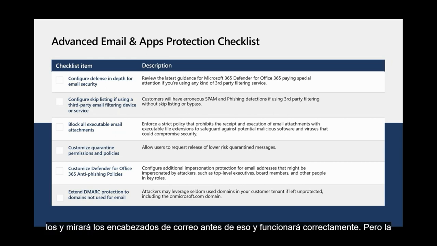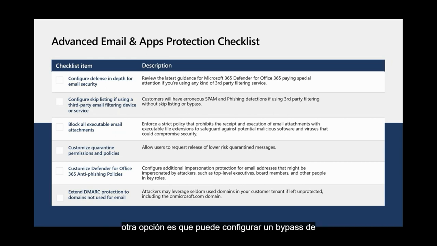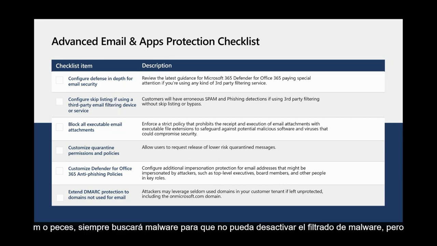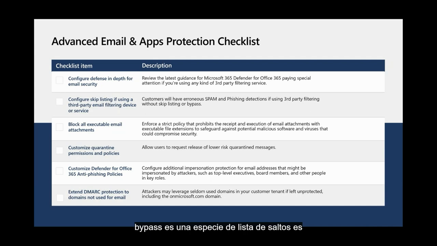The other option is you can configure spam bypass, and you can tell Defender for Office 365 and EOP not to bother looking for spam or phish. It will always look for malware, so you can't turn off the malware filtering. But skip listing is a much better idea, because you actually get the benefit of what your customer is paying for with both services.